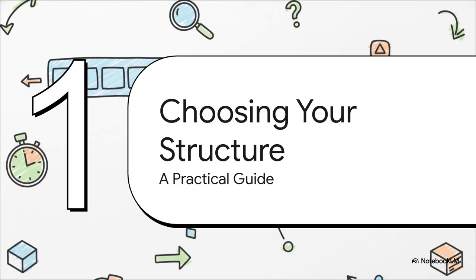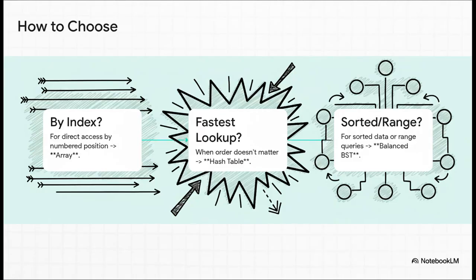Okay, now that we've gone through all the theory, let's just boil it all down into a practical guide. How do you make the right choice? You know, choosing the right structure really just comes down to one key question. What's the main thing you're going to be doing? If it's access by number, use an array. It's a no-brainer. If you need the absolute fastest lookup by a key and you don't care about order, you go with a hash table. And if your entire application depends on keeping things sorted or finding ranges of data, a balanced BST is your best friend.